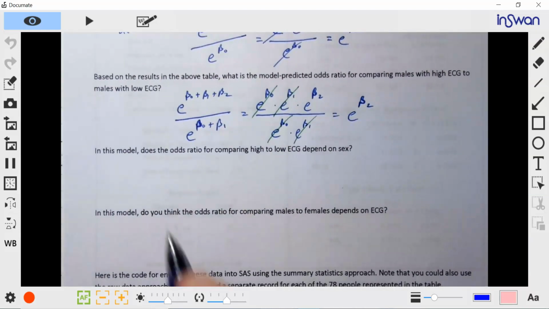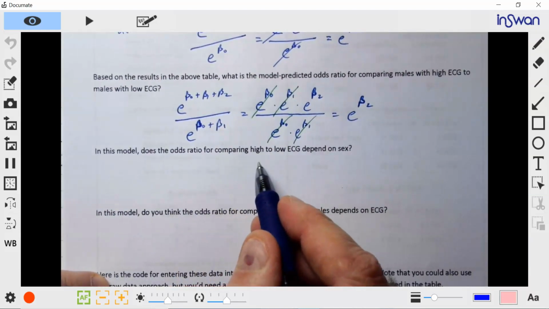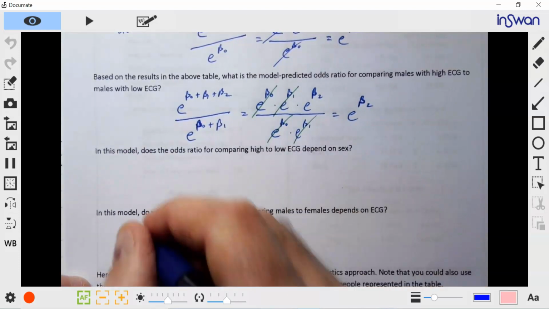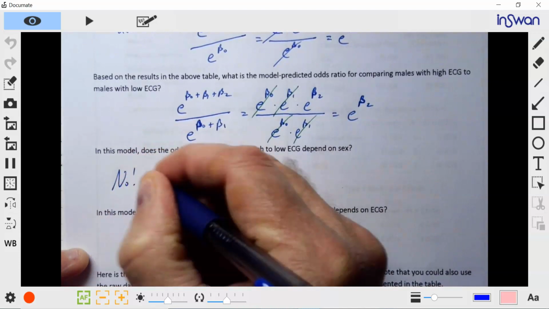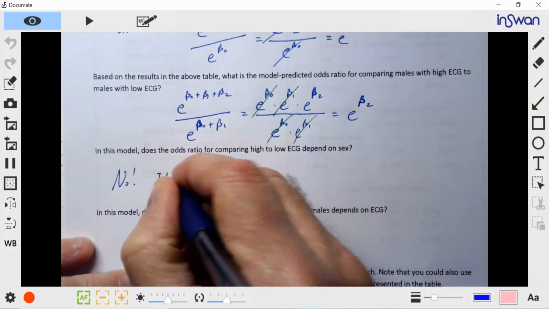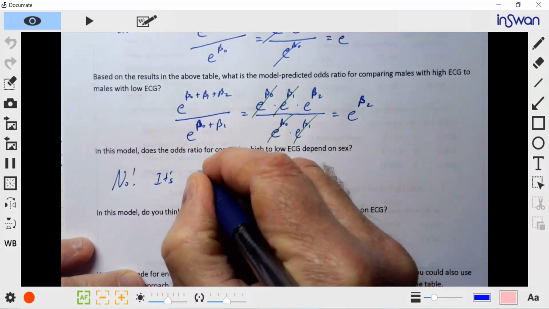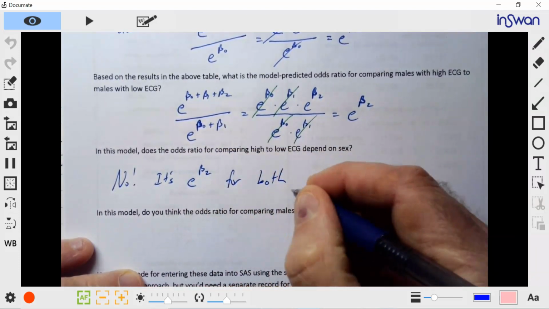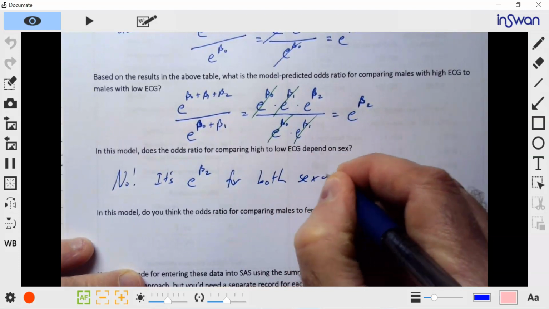So in this model, does the odds ratio for comparing high to low ECG depend on sex? No. It's e to the beta 2 for both sexes. This odds ratio is e to the beta 2 for both sexes.